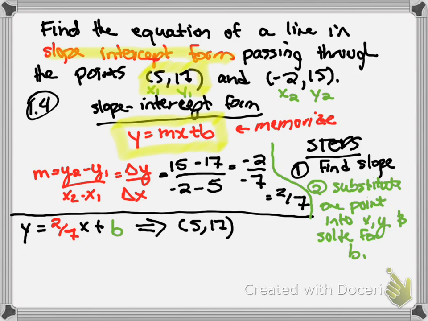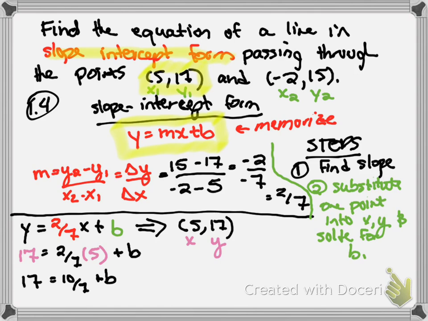So in this case, let's use a different color here. Wherever I see x, in place of x, I'm going to write a 5. And wherever I see y in this equation, I'm going to write 17 instead of y. So y becomes 17, x becomes 5, and we get an equation with just one variable. So it looks like we have 17 is equal to 10/7 plus b.